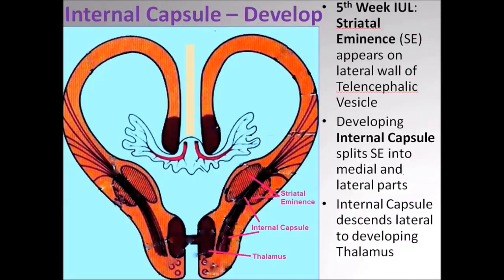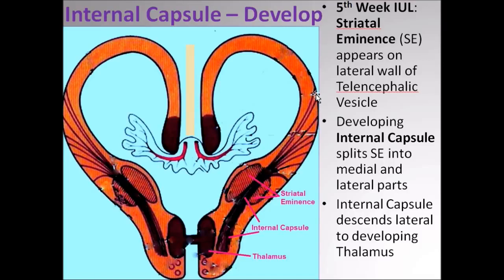Let's come straight to the internal capsule itself, which is the most important component of the projection fibers. During the 5th week of intrauterine life, a swelling appears on the lateral wall of the telencephalic vesicle, and this is referred to as the striatal eminence.